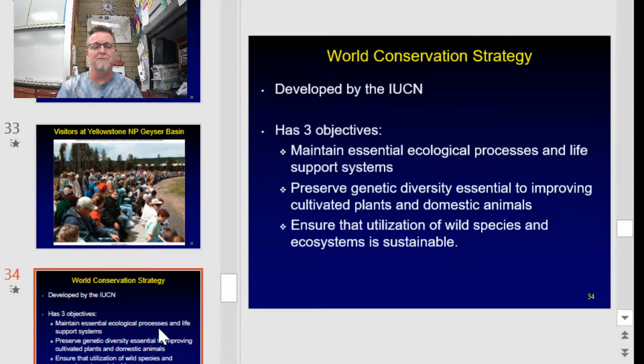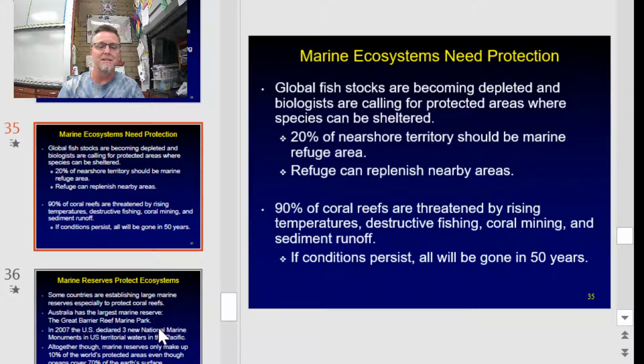The World Conservation Strategy. This was developed by the IUCN. Basically it has 3 objectives: maintain ecological processes and life support systems, preserve genetic diversity essential to improving cultivated plants and domestic animals, and ensure that utilization of wild spaces and ecosystems is sustainable. That's how we're going to protect these ecosystems.